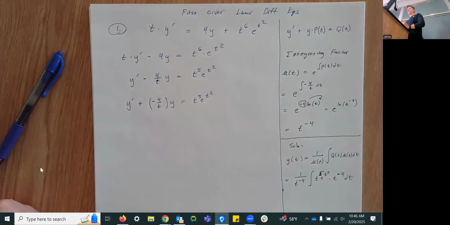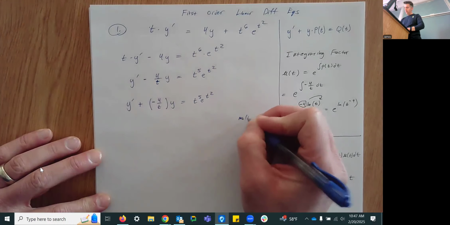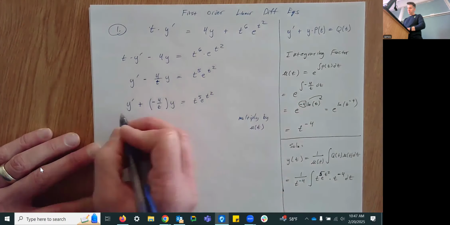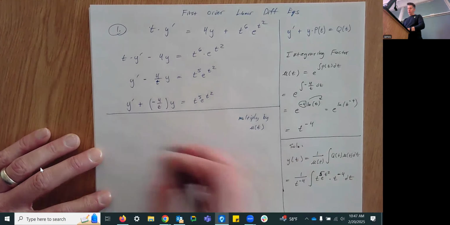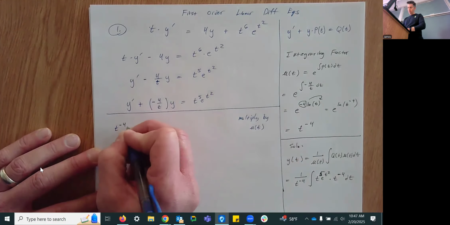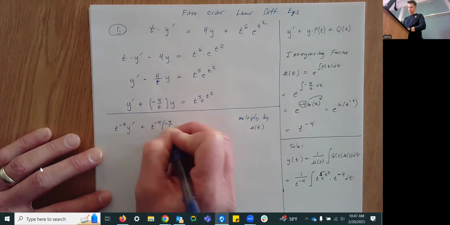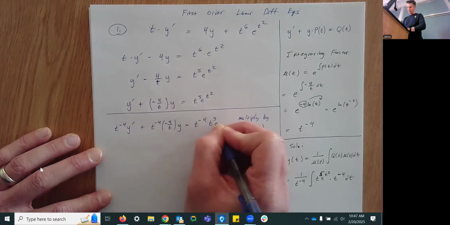At least the first few times you do first order linear differential equations, I really think it's worth showing the extra steps about how we got to this solution. So the next step is to multiply everything by your integrating factor, our mu of t, which is t to the negative 4th. Look what we get. We get t to the negative 4th times y prime plus t to the negative 4th times negative 4 over t times y equal to t to the negative 4th times t to the 5th times e to the t squared.